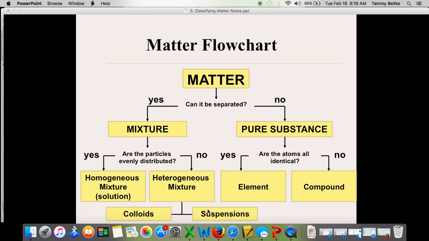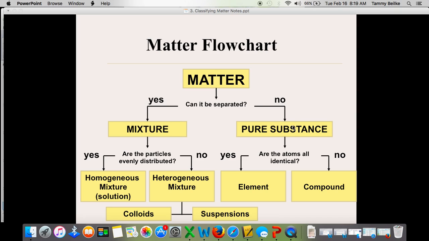Alright, here's a flowchart that you're going to want to pause the video and copy out into your notes. This is pretty important for identifying what kind of matter you have. So let's go through it. Matter: if it takes up space and has mass, then it's matter. Now you would maybe ask, can you separate the matter out? Well, if yes, it's going to be a mixture, and if not, then it must be a pure substance.